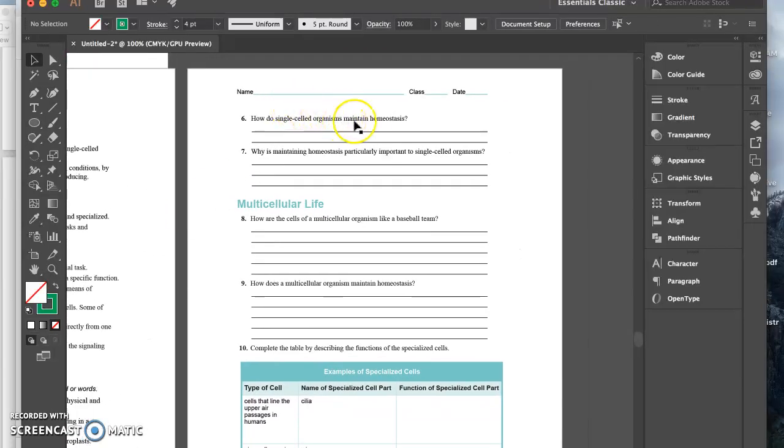How do single-cell organisms maintain homeostasis? We talked about that a little bit today. It's all about the cell membrane, right? If we're trying to maintain a stable inside, we want to make sure we don't take in things from the outside, which will upset that balance. So if something lives in a very haline or salty environment, and it doesn't want salt to come in or water to rush out, it's going to have a way of dealing with that.